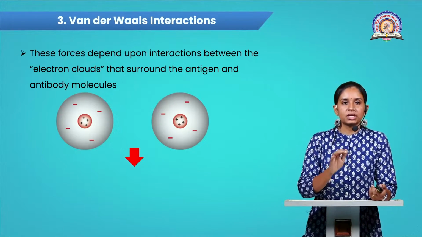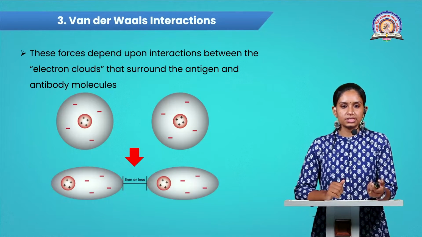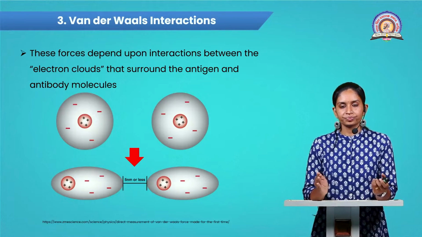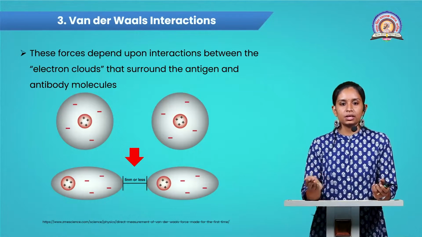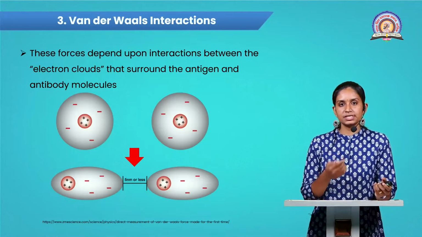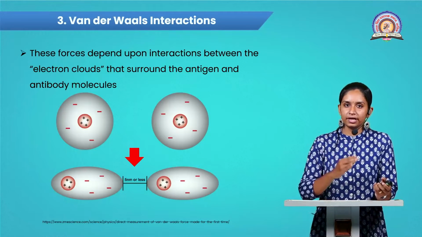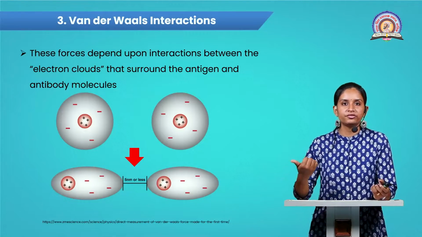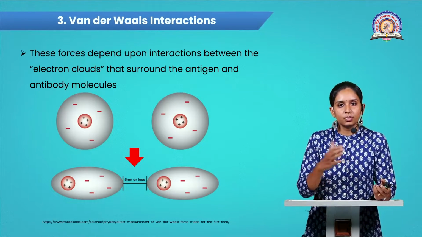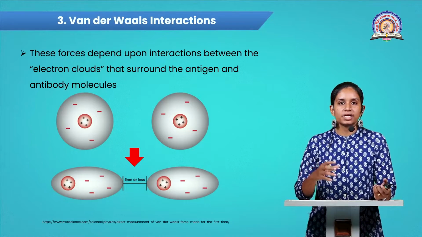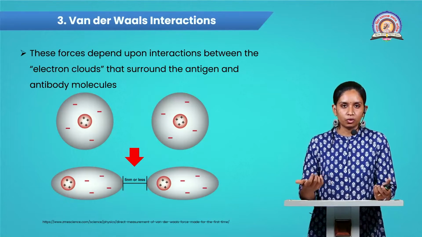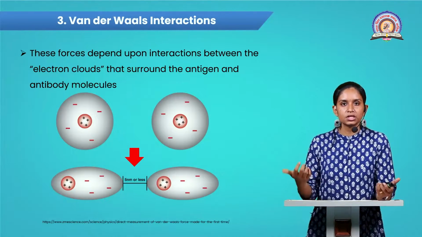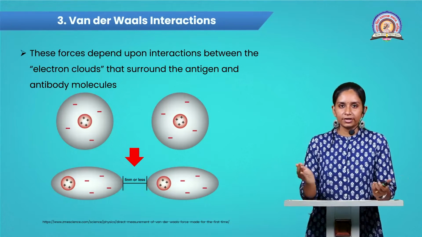But what happens now in this van der Waals interaction is, when these two molecules come close to each other, the plus charge which is present inside the nucleus will attract the negatively charged electrons on the second atom, as you can see in the figure, and due to that partial polarization will take place. This is called a fluctuating dipole, and due to this fluctuating dipole formation, these two atoms will be attracted to each other.